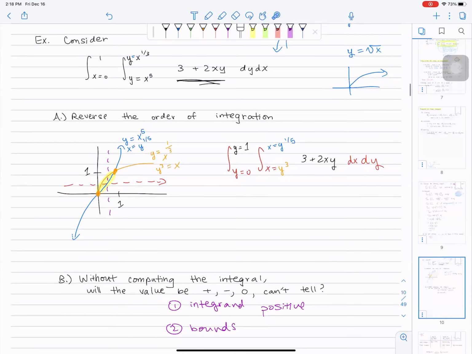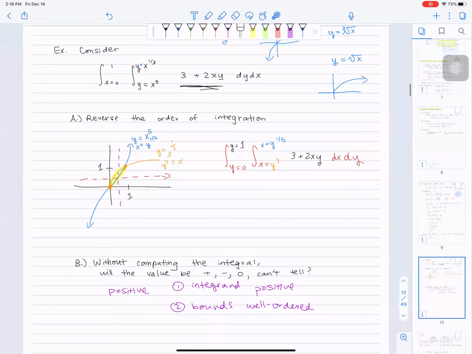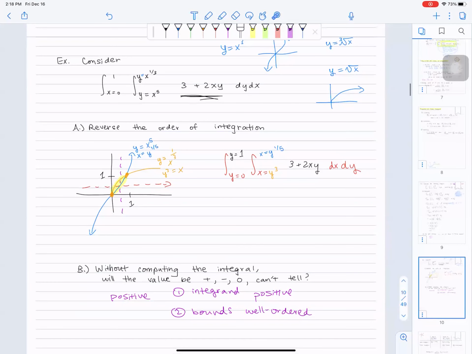Next, I look at my bounds. Are my bounds well ordered? Well, they are, because x goes from 0 to 1, and 0 is a smaller number. And y starts at x to the fifth, and x to the fifth is the smaller curve. And so our bounds are well ordered. So I would expect my integral to be positive because of these two reasons. Any questions on that?